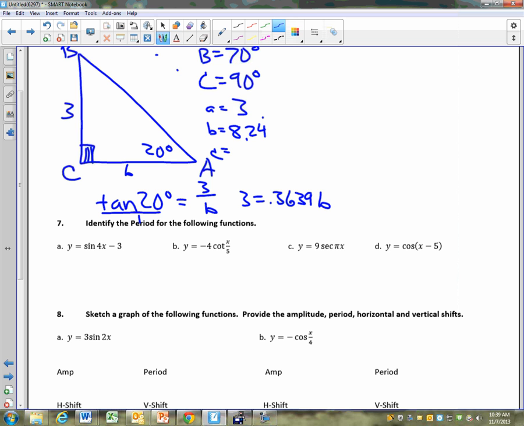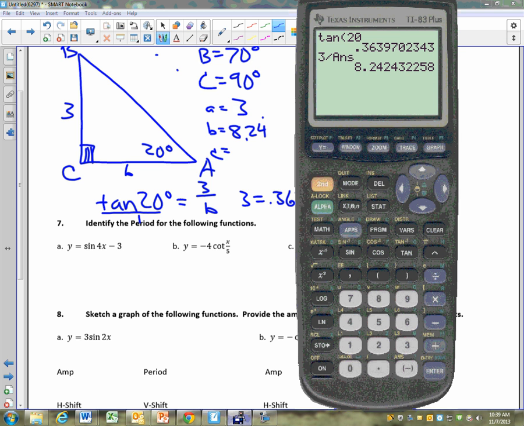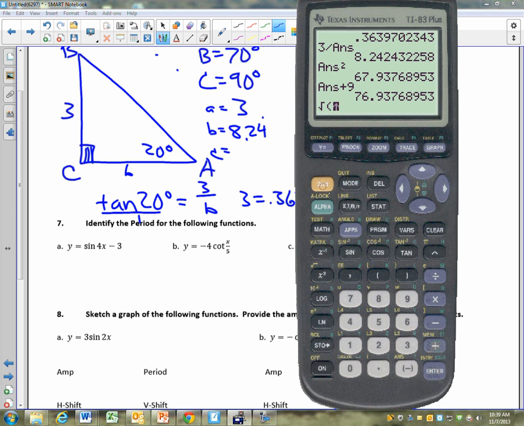How could you find the other side? You could just use a squared plus b squared is c squared, or you could set up another trig function. You could either use sine or cosine to then find the hypotenuse. I'm going to use the Pythagorean Theorem because I like that better. I'm going to square that answer. I'm going to add it to a squared, which is 9, and I'm going to square root that, and I have the grand old answer of 8.77.